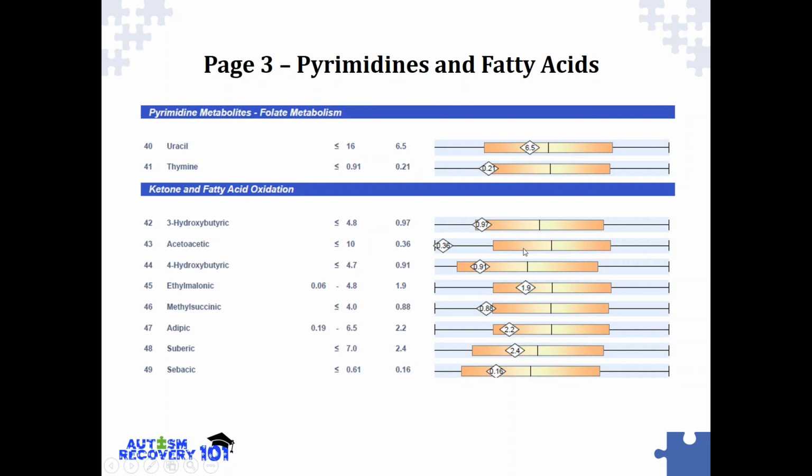These ketone and fatty acid sections, most of the time they're normal. When they are abnormal, sometimes they're just slightly high, and that's often associated again with yeast or bacterial problems. Sometimes these things just self-correct when you treat the bigger issues.